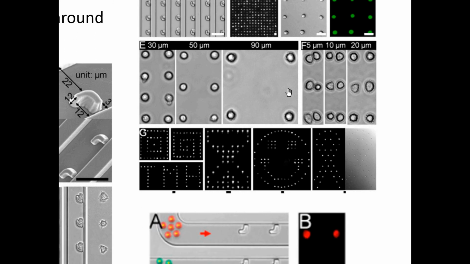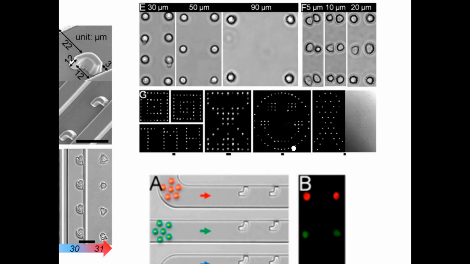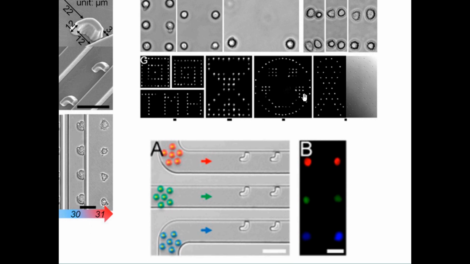These are more examples of different patterns they did. This is just to show that you can pattern them in different shapes depending on how your microfluidic channel is designed. And this final example showed that you can pattern different cell types. Again, there's a lot of interest in understanding interactions between individual cells, so this is a way to do that.